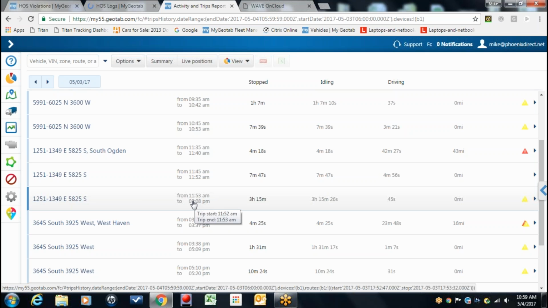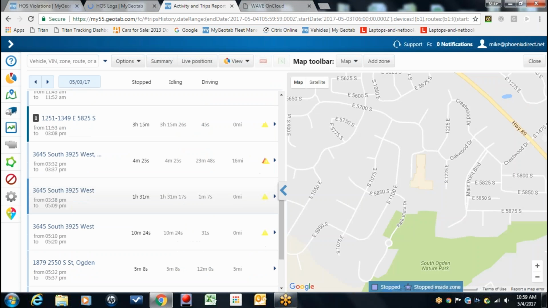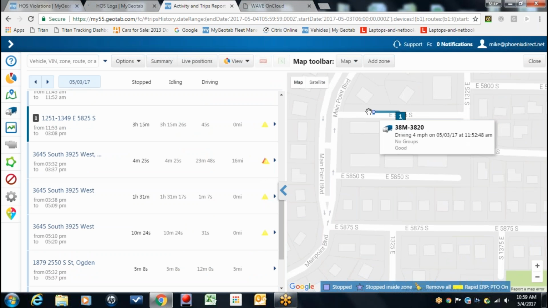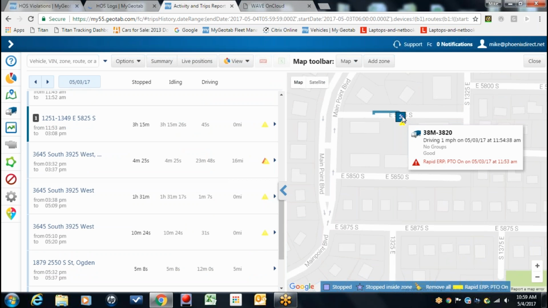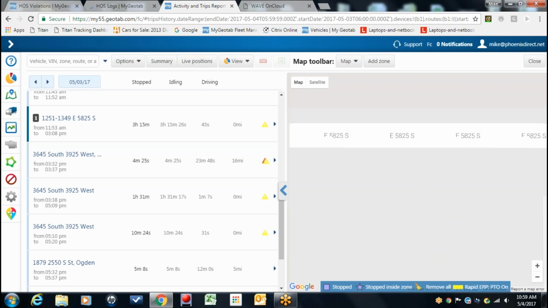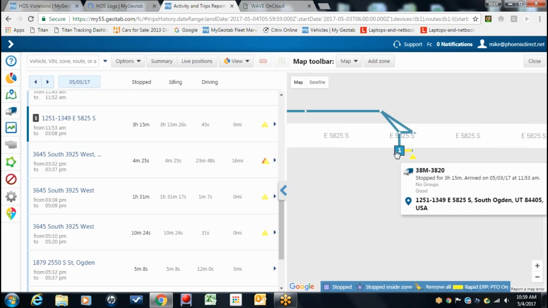So let's take a look at this. We're going to look at 11:53 to 3:08. Take a look at it on the map. There it is. Okay. We can see at 11:52 he was driving, so we can't do it there. He arrives at the job, and he basically probably set up, had to wait to get on the job, something along those lines. So this would be the best opportunity to get that half-hour rest.